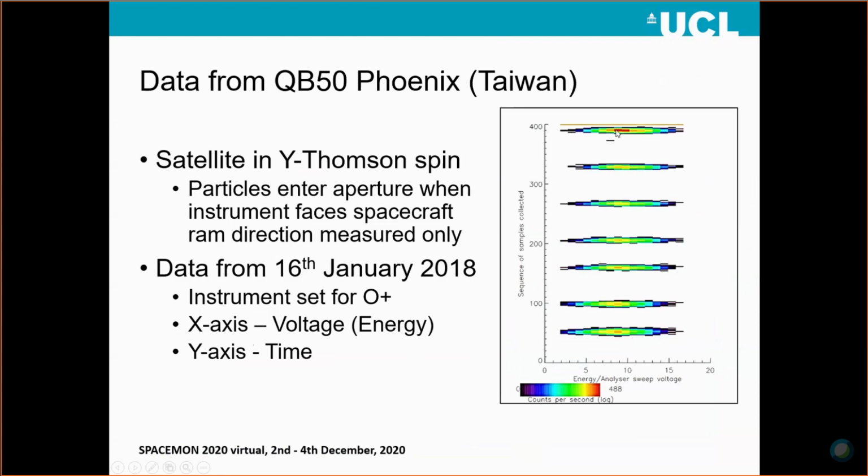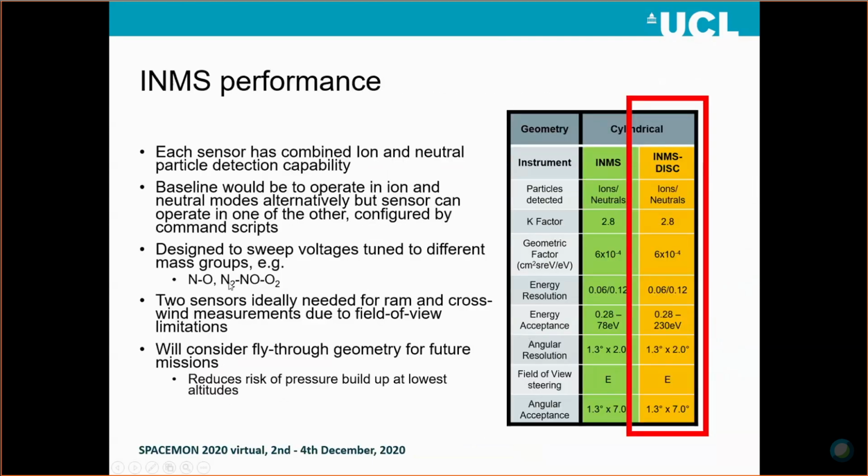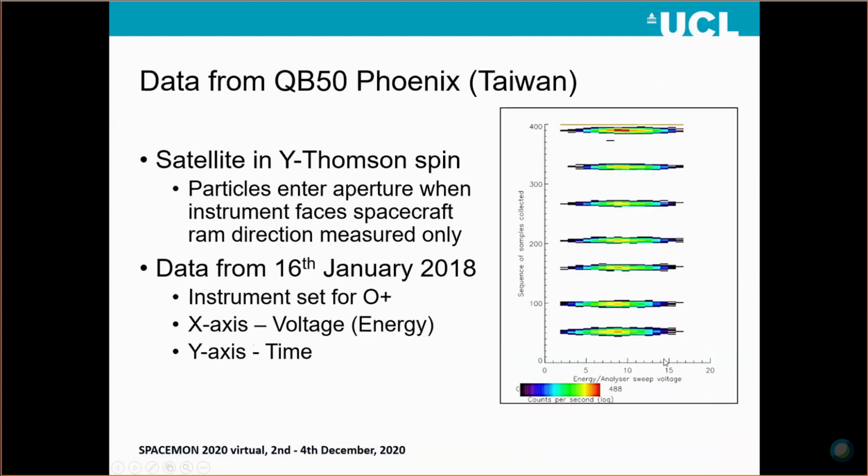But we did get science data from the QB50 Phoenix satellite, and that's what is shown here. Unfortunately, the satellite was spinning, so it wasn't 3-axis stabilized. So every time we went through the RAM direction, that's what we got. That's the energy, which was, in this case, mainly atomic oxygen. So we tuned the instrument so that it would look only at atomic oxygen and nitrogen, but there was so little nitrogen that we don't expect to see anything here.